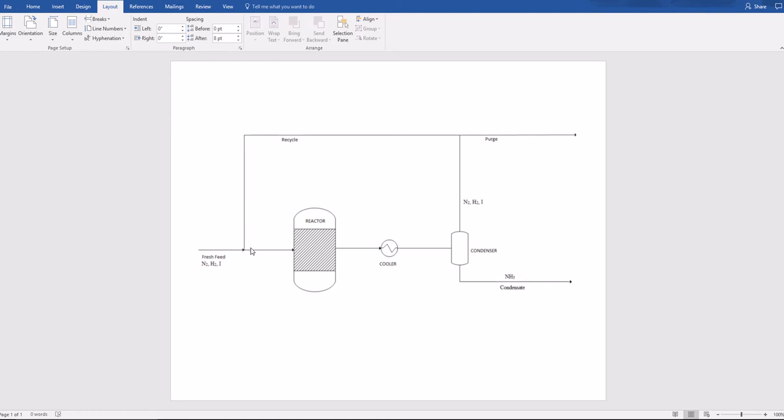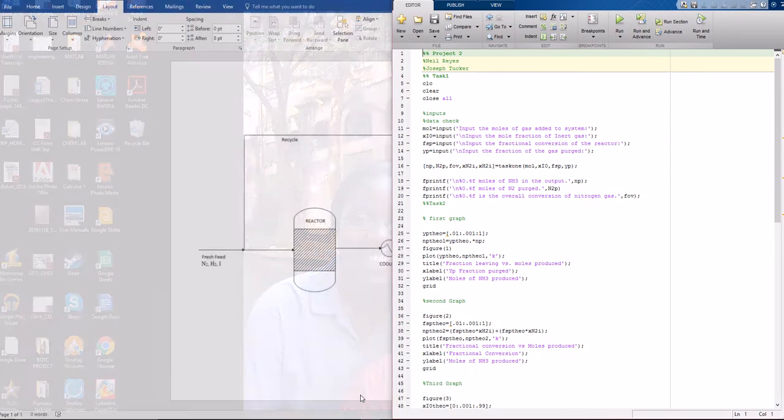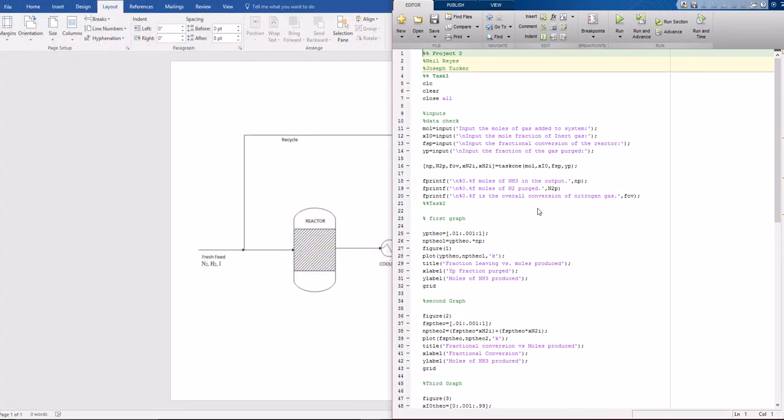This is what our code finds out. It finds out how much ammonia is pulled out. It also finds out how much of the nitrogen is purged off, and then how much is overall converted into ammonia, or the efficiency of our system here. Now, we'll start off with our code.